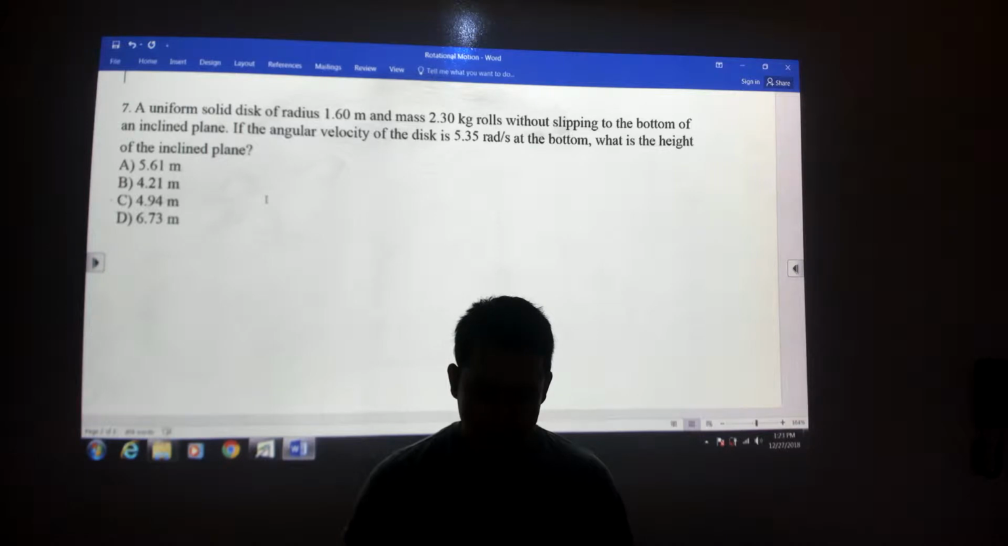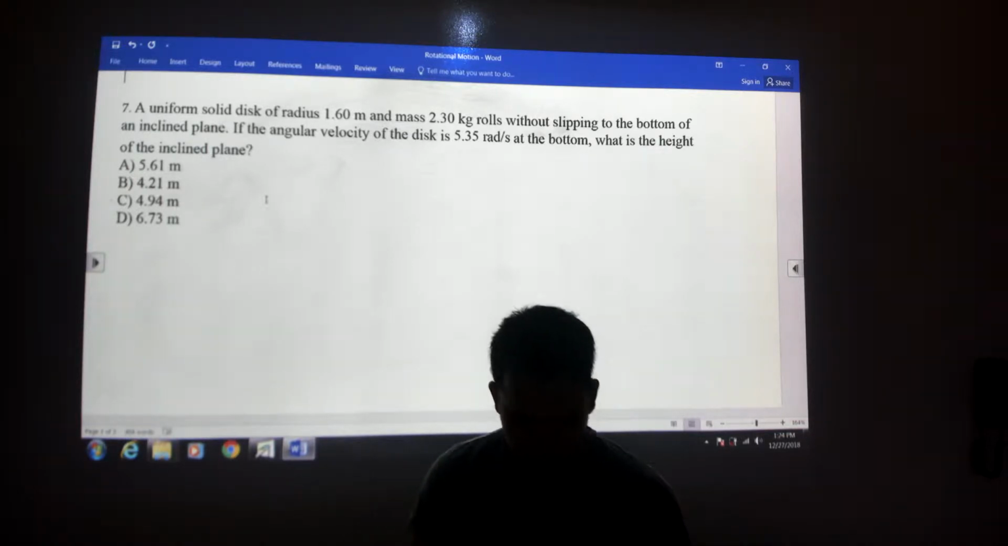So you need to understand the concept of what is the kinetic energy in a translational motion, what is the kinetic energy in a rotational motion, what is the moment of inertia, what is the angular velocity. So you need to have all those backgrounds here. Okay, and let me explain this problem.